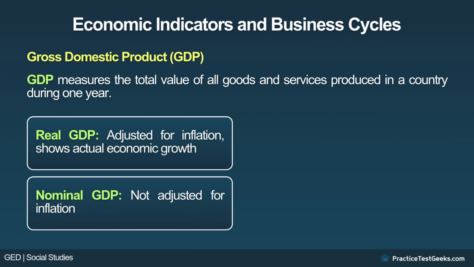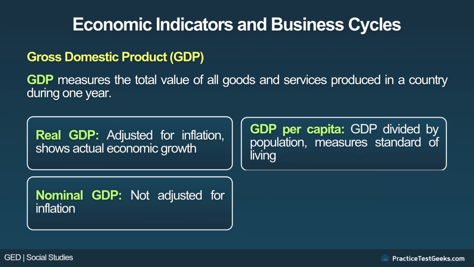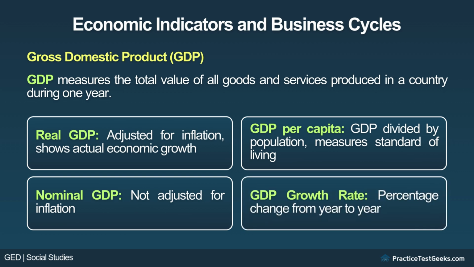Nominal GDP. In contrast, this version is not adjusted for inflation and can be misleading if prices rise. GDP per capita. This divides GDP by the total population, providing insight into the average standard of living. GDP growth rate. Finally, this represents the percentage change in GDP from year to year and signals the pace of economic growth.